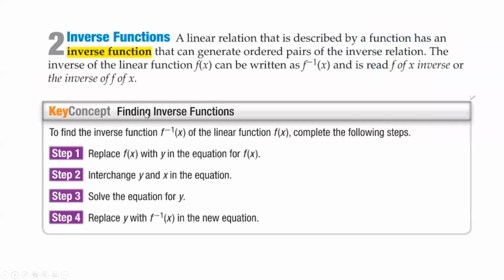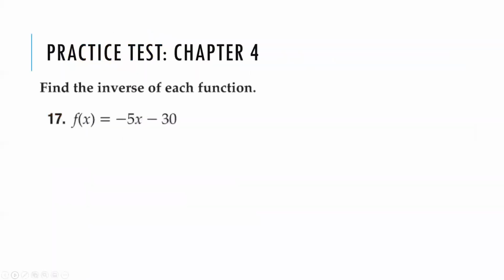Then it's going to ask you for the inverse function, okay? So define the inverse function, which can be read as the inverse of f of x, or f of x inverse, okay? You replace f of x with y, okay? Then you interchange your x and your y values, and then you solve for y, because remember, inverse, you're switching the values of x and y, okay? And then you replace y with the inverse of f of x, okay, to make the new equation. So first thing, we're going to rewrite this f of x as y equals -5x minus 30.